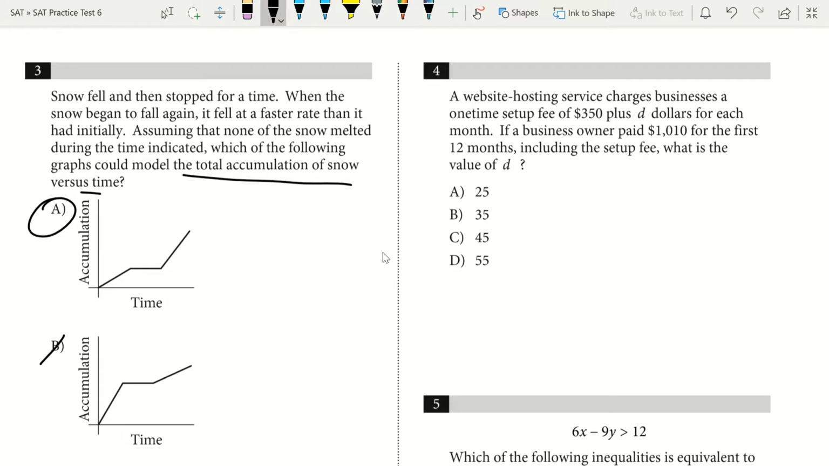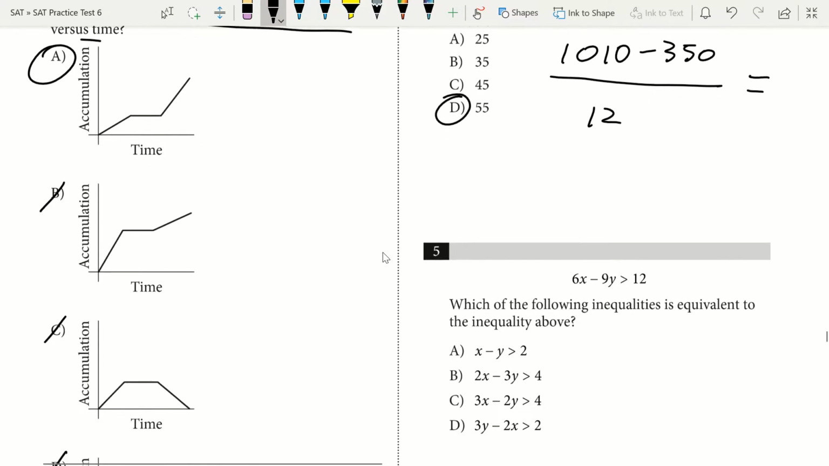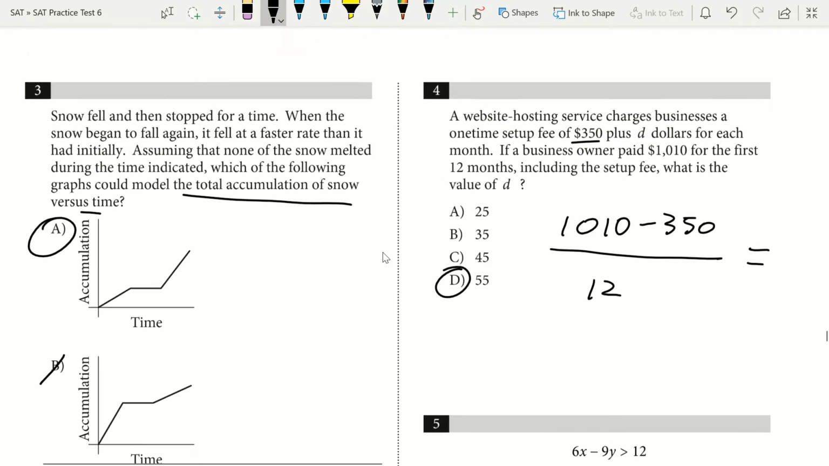Question 4. A website hosting service charges businesses a one-time setup fee of $350 plus D dollars for each month. If a business owner paid $1,010 for the first 12 months, including the setup fee, what is the value of D? Well, the value of D then is going to be that $1,010 minus our $350, right, because that's our initial cost, and then divided by the 12 months, that's going to give us our D, right, the amount that it costs each month. So when we plug that into our calculator, we are going to get 660 divided by 12, which is equal to 55, so I know that my answer is going to be D, 55. All right, question 5, and I'll go ahead and fill that in just so that you can see that there.